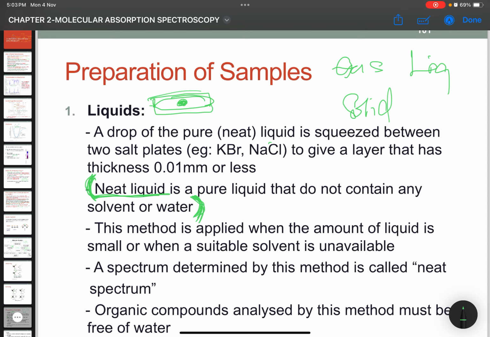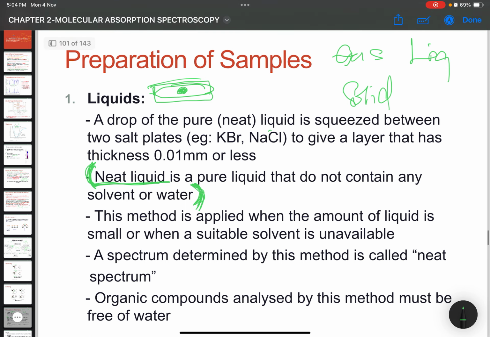Another example of neat liquid. Okay, kalau kamu ambil ethanol semata-mata, 100% ethanol atau methanol, without water, that is called neat liquid.